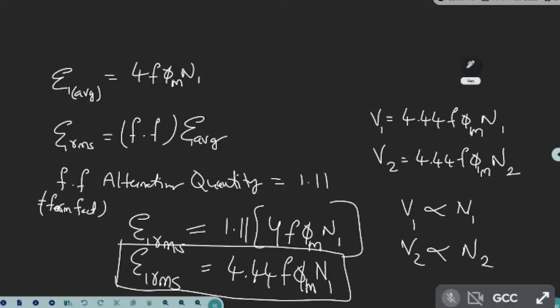If I need less voltage, I need to use fewer turns. If I need more voltage, I have to increase the number of turns. So the number of turns is directly proportional to the EMF, induced voltage or available voltage.